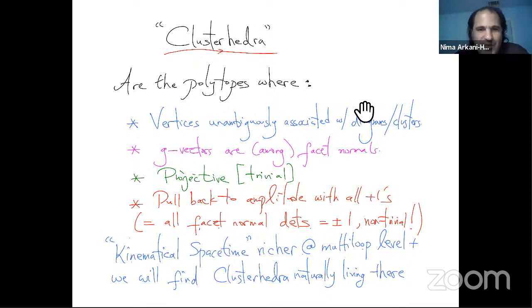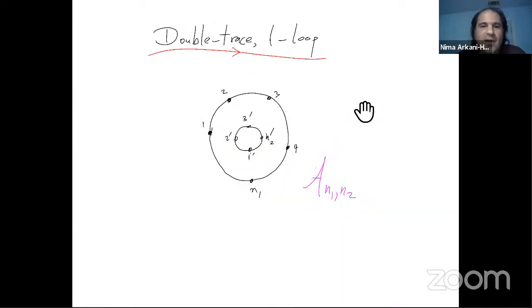But it turns out that it's actually sitting there all along, that we don't have to invent it, that this kinematical space-time has a richer structure at multi-loop level, and we'll actually see these clusterhedra naturally living there. And the essential idea we can illustrate in this very simple example. Here is what we would get, for example, beyond the planar limit. If we want the double trace at one loop, we would draw a picture that looks like this.